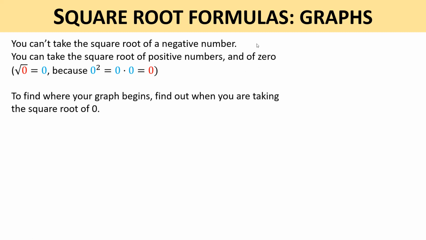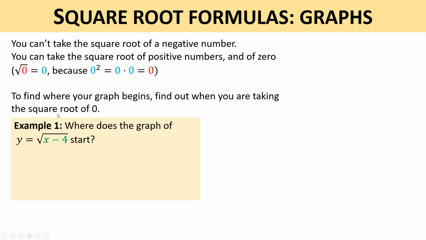And if we want to know where our graph begins, the way we do that is we find out at which point we are taking the square root of 0. So let's look at an example. If I take this formula, y equals the square root of x minus 4, then where does that graph start? It starts at the point where the part underneath the square root sign is 0, because at that point I'm taking the square root of 0. And if I take a lower number, then I'm taking the square root of a negative number, and that's going to be impossible. So when is this going to be 0?